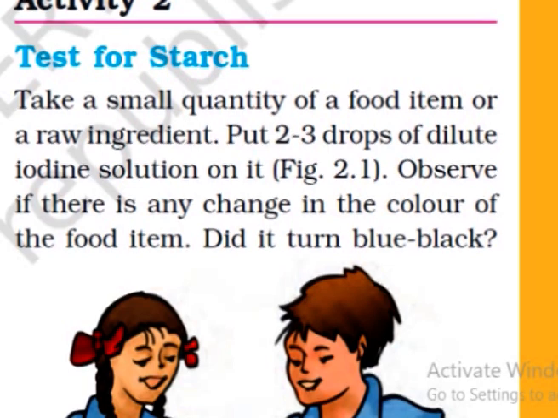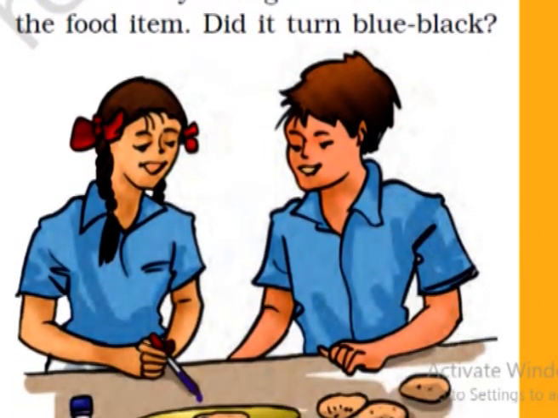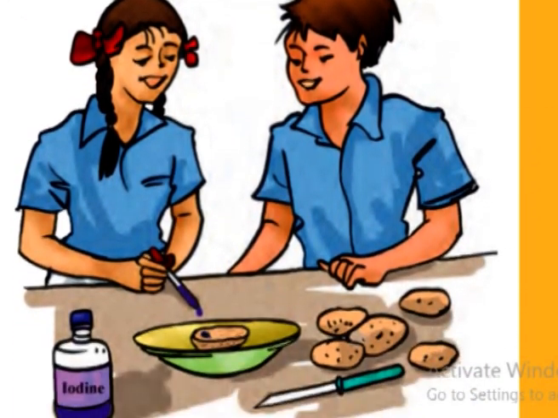Now children, we will find out whether the food contains starch. Take a small quantity of a food item or raw ingredient. Put 2 to 3 drops of dilute iodine solution. Observe if there is any change in the color of the food item. Did it turn black? Did it turn blue black?